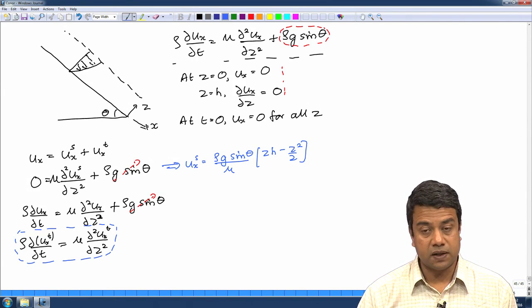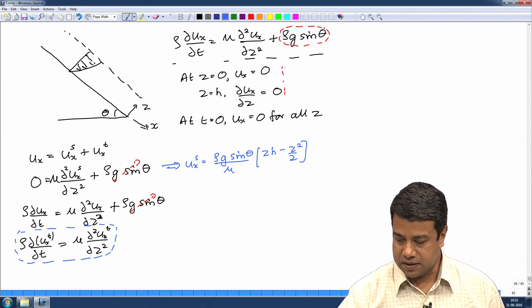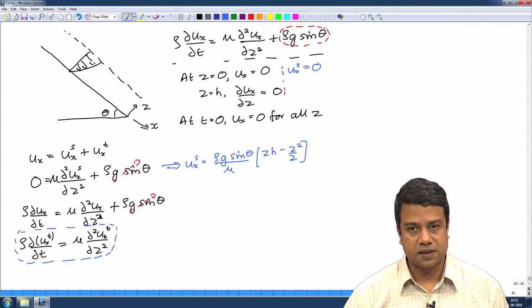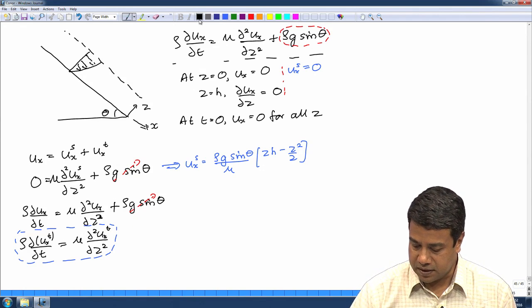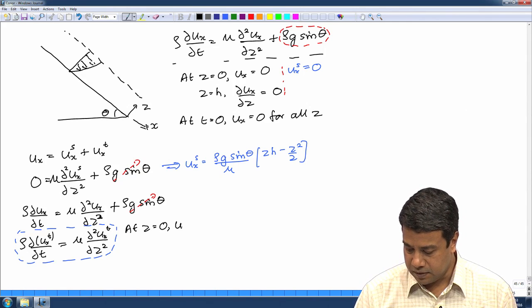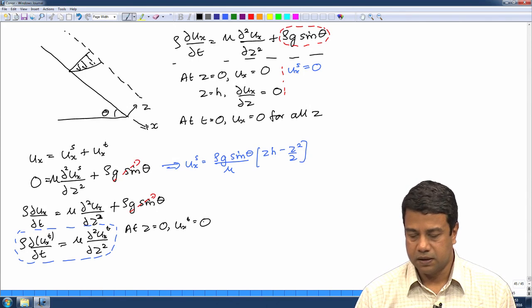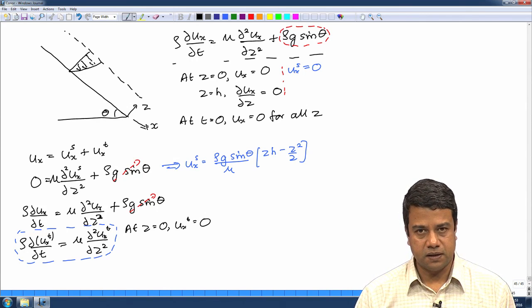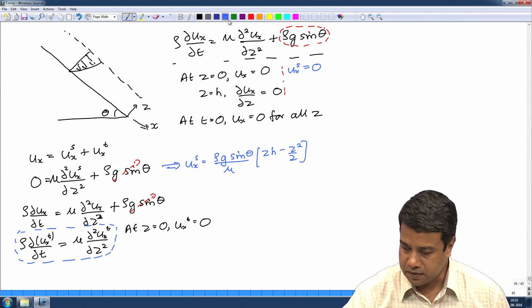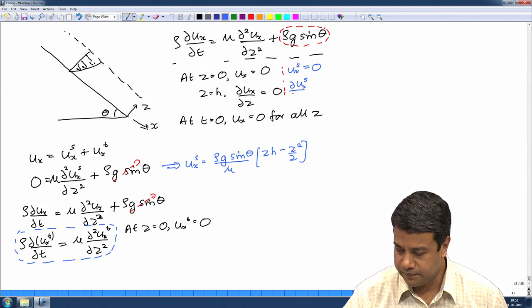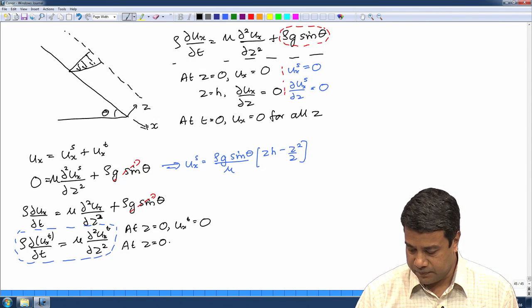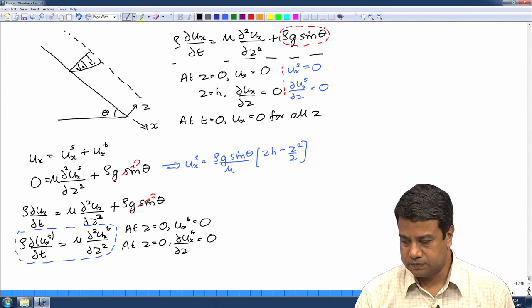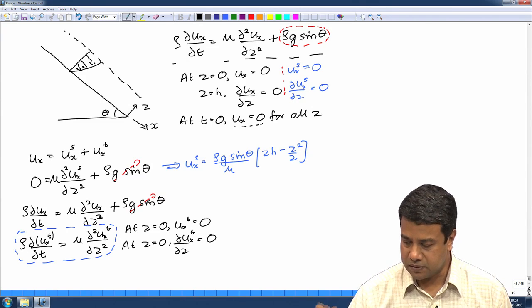Boundary conditions. At z equal to 0, u x is 0 and u x steady is also equal to 0. The steady part satisfies the same equation as the total velocity profile. So, therefore, for the transient part, the boundary condition will be that at z equal to 0, u x transient is equal to 0. At the top surface, at z equal to h, du x by dz is equal to 0. The steady part also satisfies the same equation. Therefore, the boundary condition for the transient part is also that at z equal to h, partial u x transient by partial z is equal to 0.